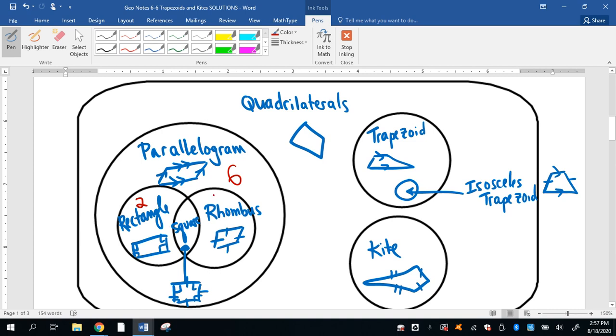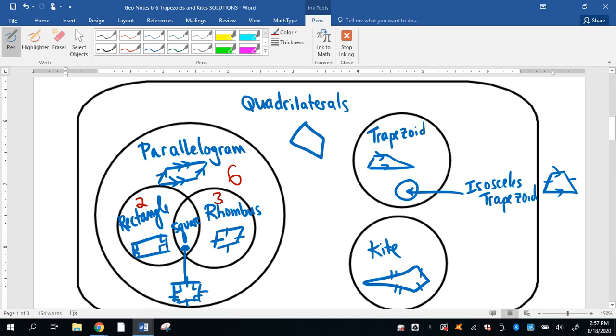A rhombus has 3 additional properties. It has the 6 properties of a parallelogram plus 3 more: 4 congruent sides, and then the diagonals bisect opposite angles, and the diagonals are perpendicular. A square, the picture should have 4 congruent sides and 4 right angles, but there are no additional properties because a square has all the 2 properties of a rectangle, the 3 properties of a rhombus, and the 6 properties of a parallelogram.